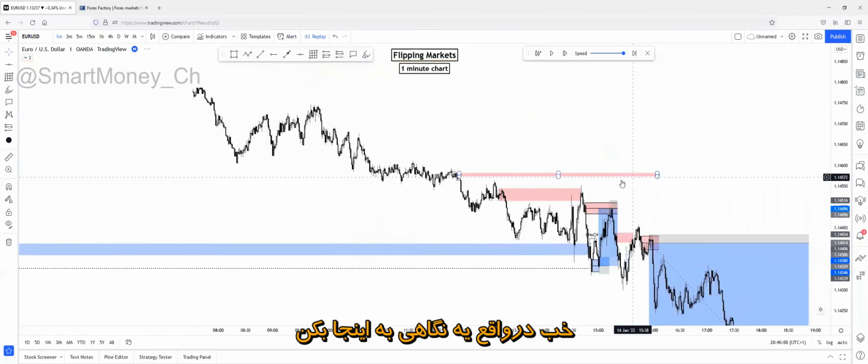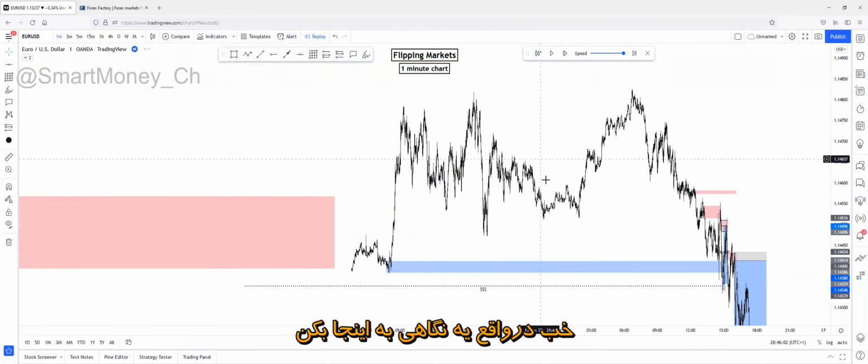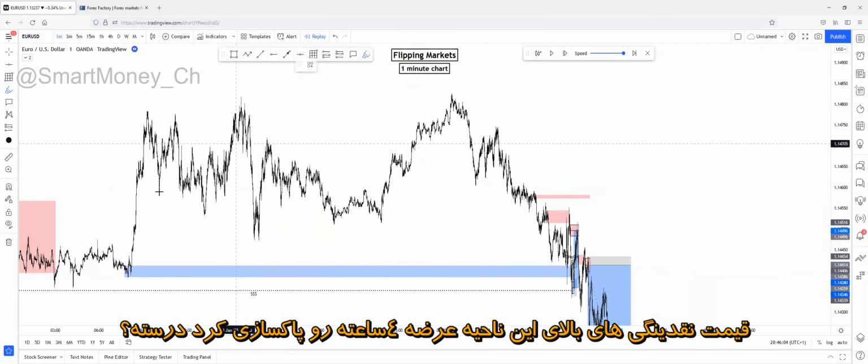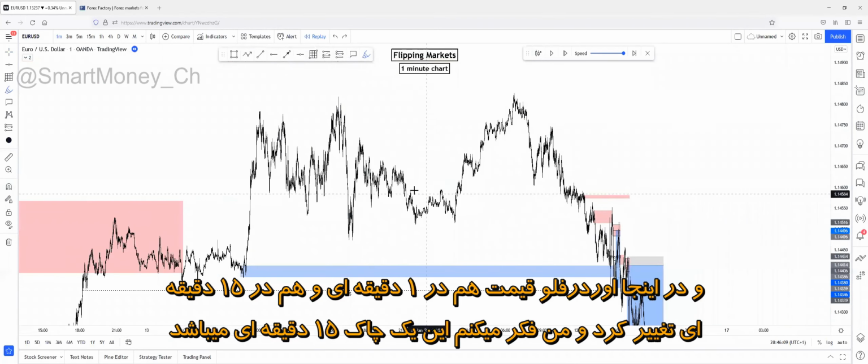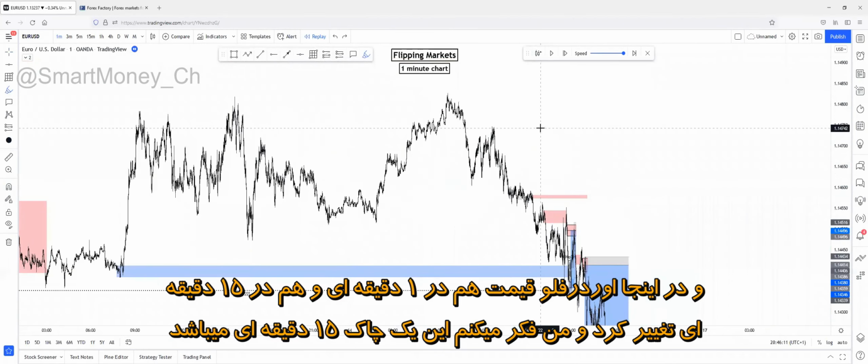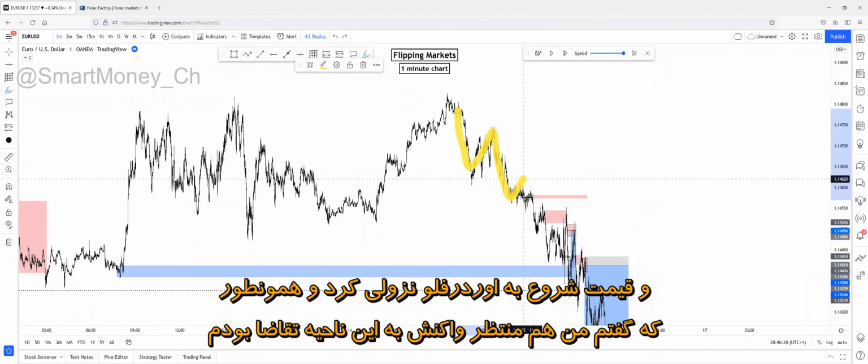So basically, just take a look at this. Price swept the liquidity from over this supply zone, from above this 4-hour supply zone, right? And at this region, price changed the order flow on the 1-minute chart and the 15-minute chart. I believe this was a 15-minute change of character to the downside, and price started to build up a bearish order flow in this case, as you can see.